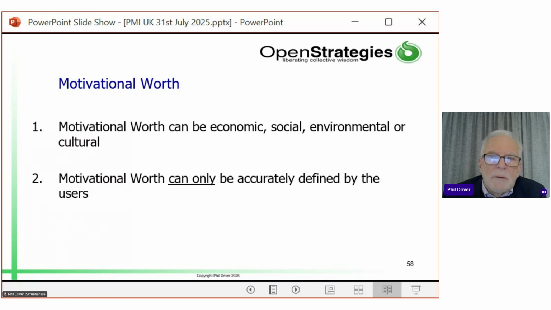Motivational worth, in other words the worth of the benefits, can only be accurately defined by the users. Now, as project managers or sponsors, we might imagine what something is worth to an end user, but you have to ask them. And particularly around cultural worth, you may not use that concept in the UK or elsewhere, but here in New Zealand, cultural values mean a lot.